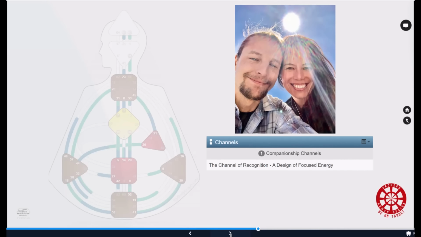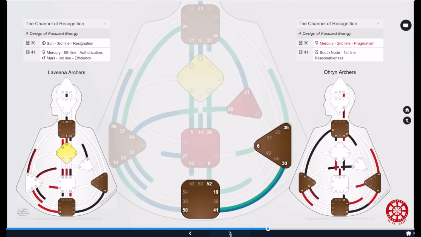Now, the companionship channels we took a look at, channel of recognition, design of focused energy, that's a big happy smiley face in that you're very compatible here, and you can allow each other to have your own emotional wave. As we said earlier, we have focused energy that is very pragmatic for Oren, and it's what you're going to be communicating about. So you're pragmatic in the face of the fears of what may or may not happen that Lavina brings to the table.